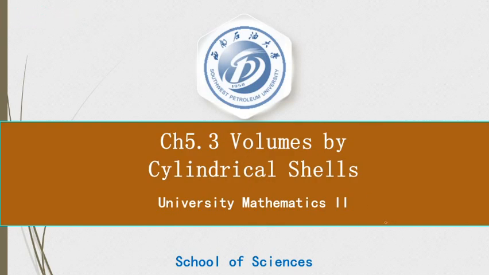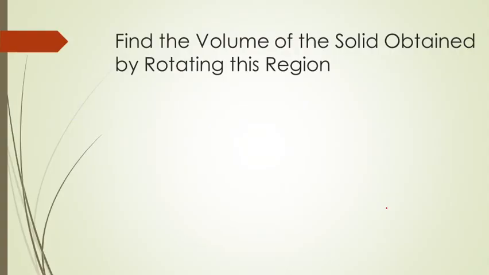So after a short break, we will start Section 3, volumes by cylindrical shells. In the last section, we discussed the disk and the washer method. Those two we summarized: the disk and washer method means the cross section gives a circle or the cross section shape gives a ring. But those two methods are limited. Now let's check this example.